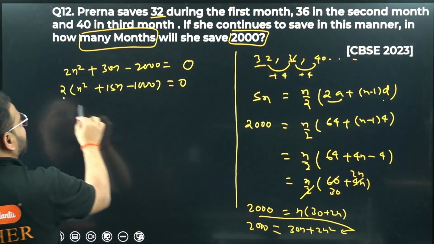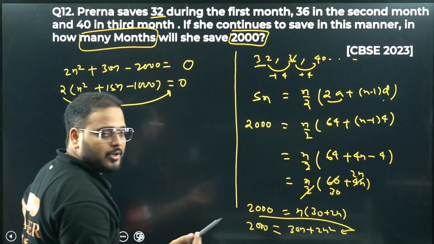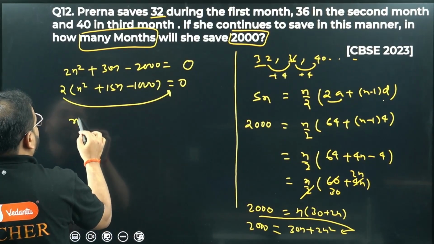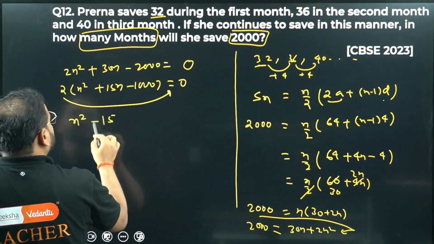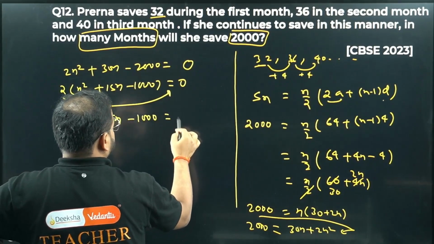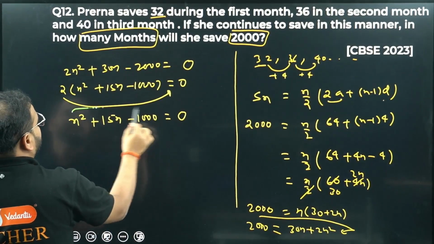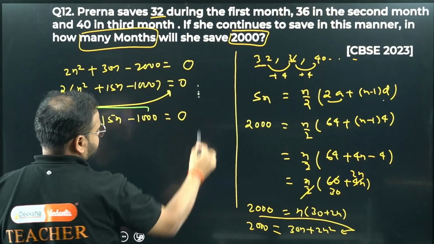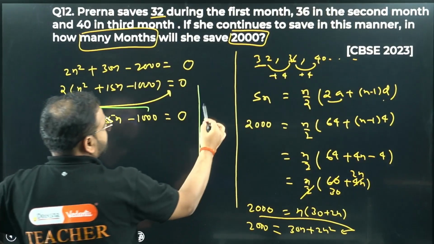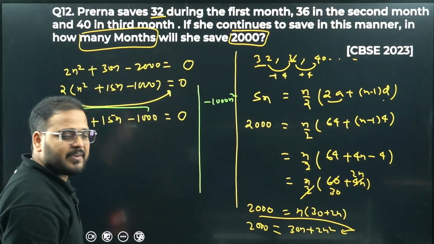I've taken 2 common again. I can bring this 2 on this side. So nothing, it will become 0 again. 0 by 2 will be 0 only. No problem. My equation looks like this: n square plus 15n minus 1000. Okay, chaliye. We have to make factors for minus 1000 n square. How can I make this factor, sir?